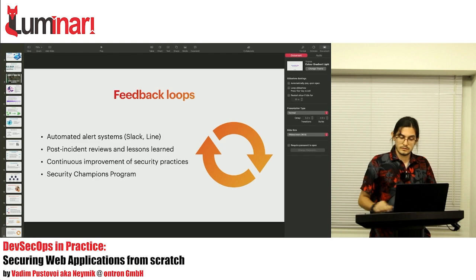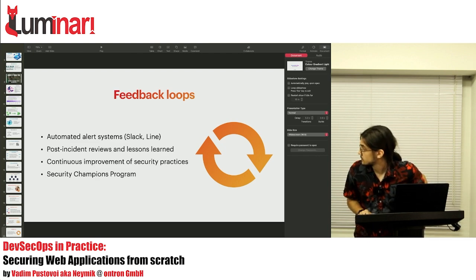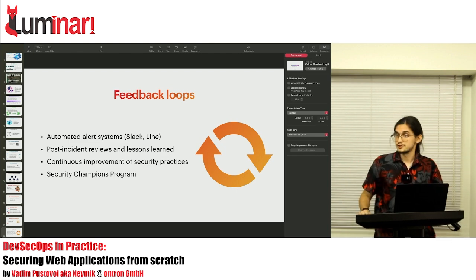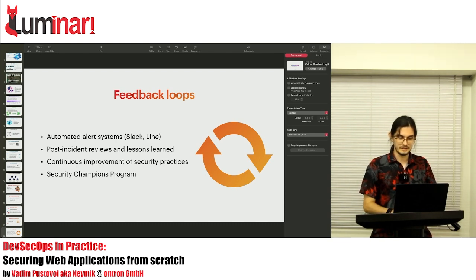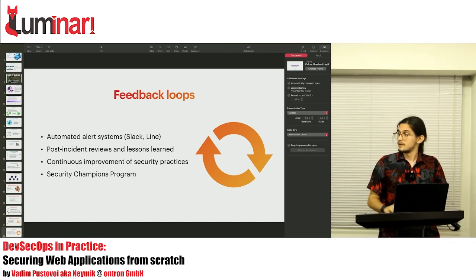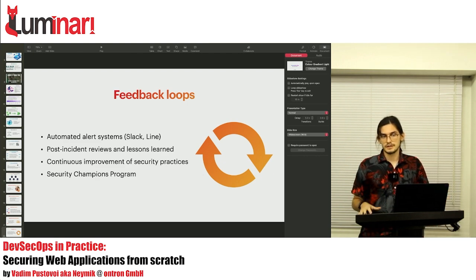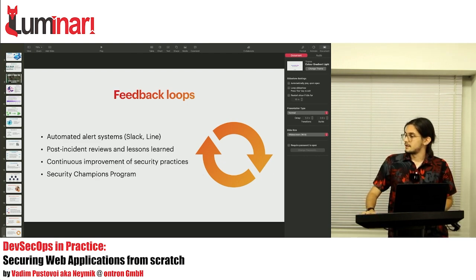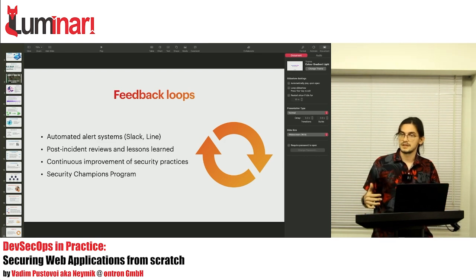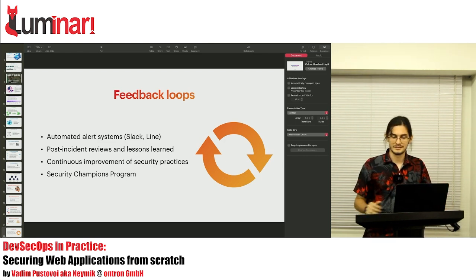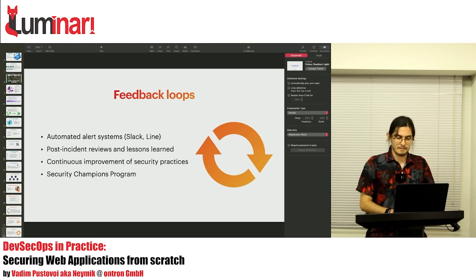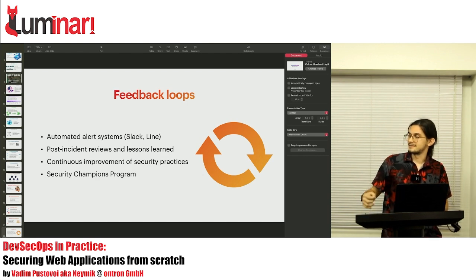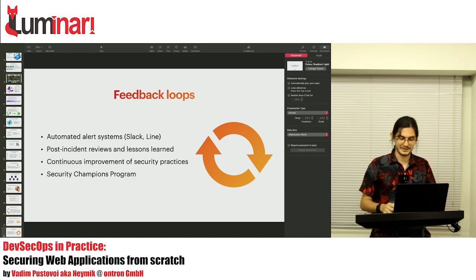Also, a nice thing I tried to implement is the Security Champions program, to find someone who maybe is not really a security person, but might be really interested in making good security in a company or project, and put him a little more in the lead of security for a specific thing.